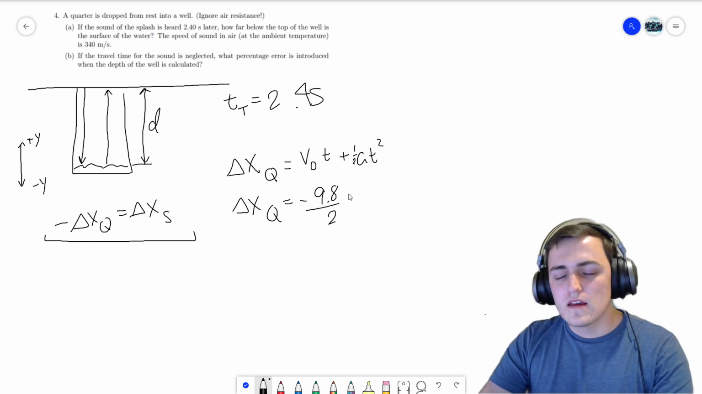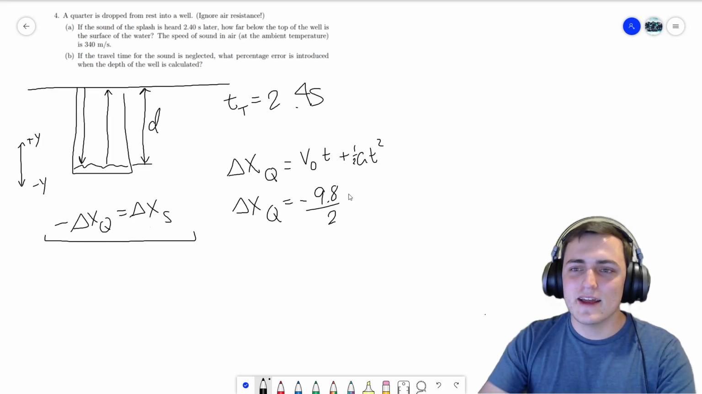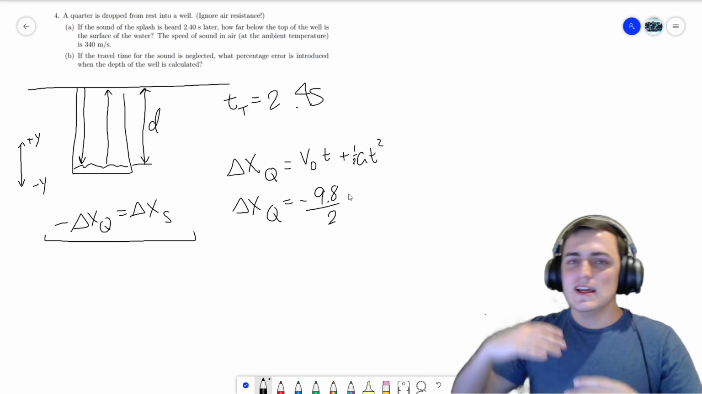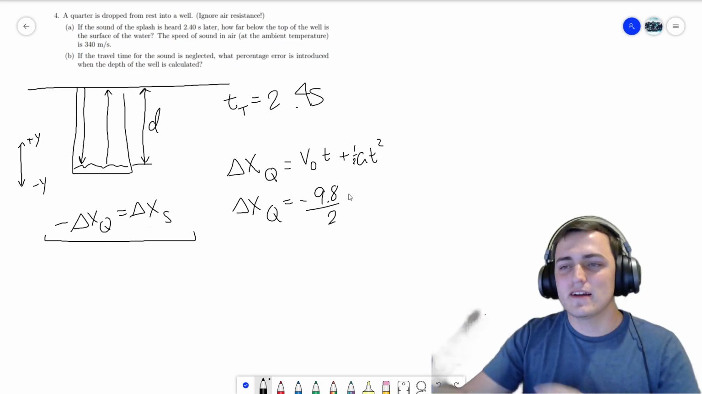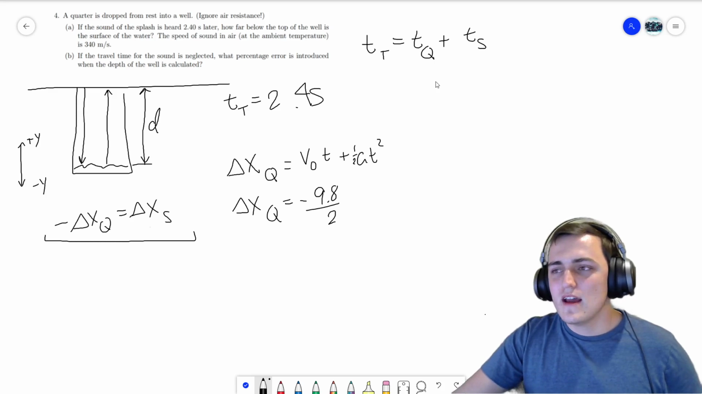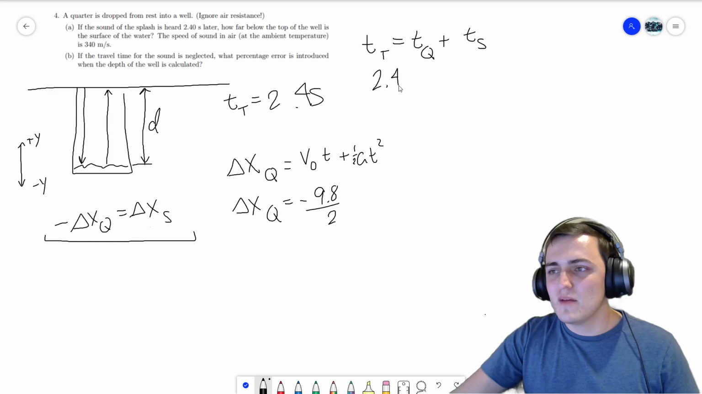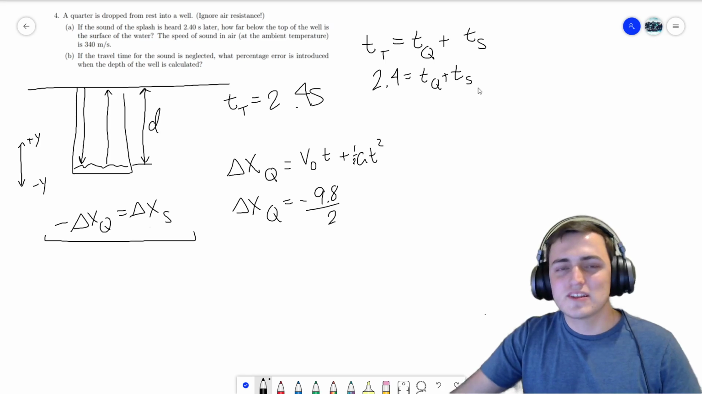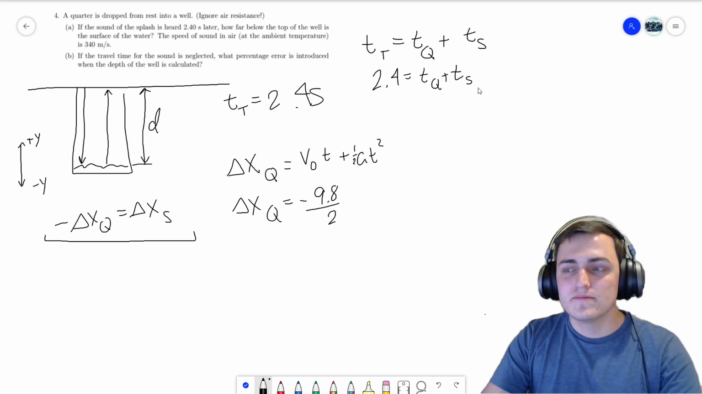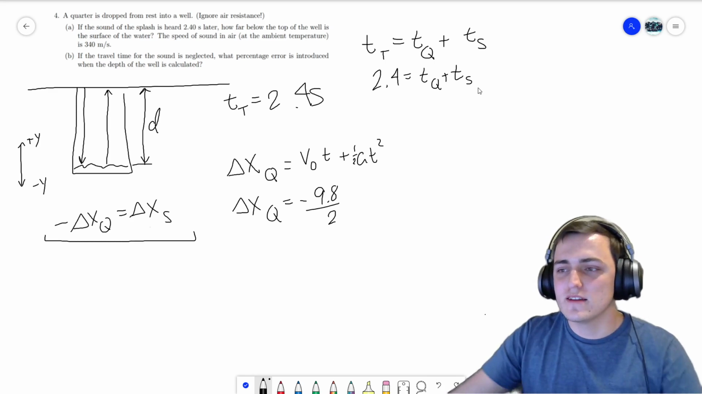It's not. So in this problem, we have to divide that time into two parts, where there is the time it takes the quarter to fall, and then there is the time it takes the sound wave to come back up. So we end up deriving this equation where the total time is equal to t of the quarter plus t of the sound wave. And so we have to acknowledge that the total time is 2.4, and so both of these two times, the time of the quarter and the time of the sound wave, are less than 2.4, and they add up to a total time of 2.4 seconds.